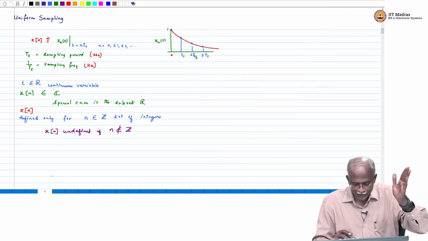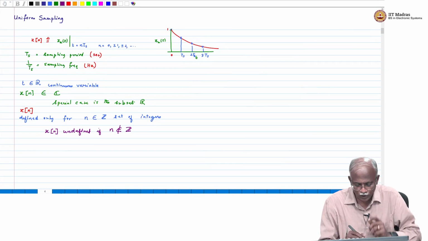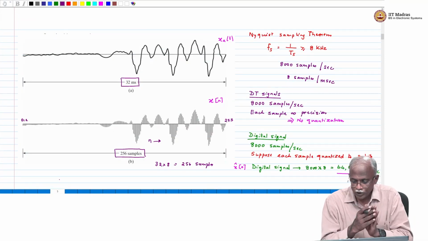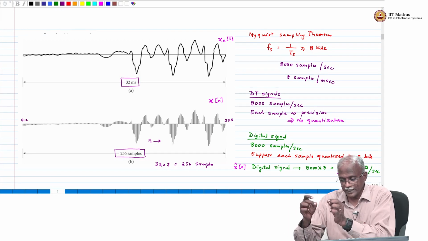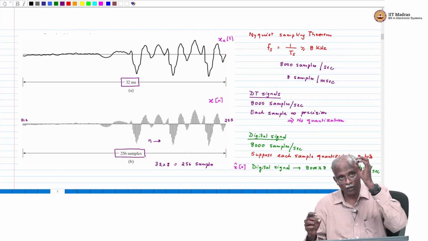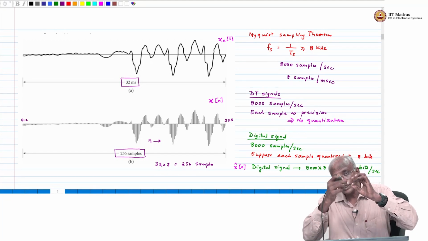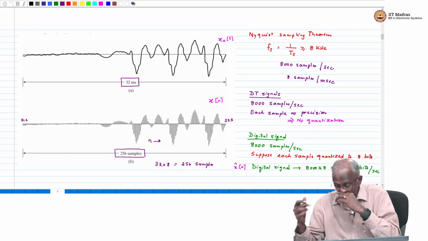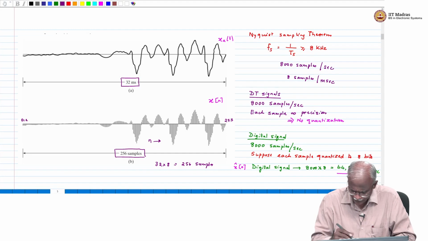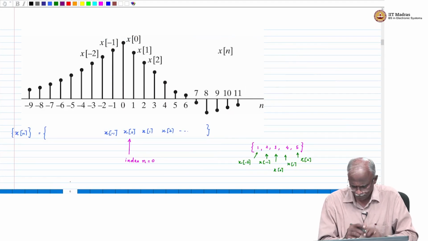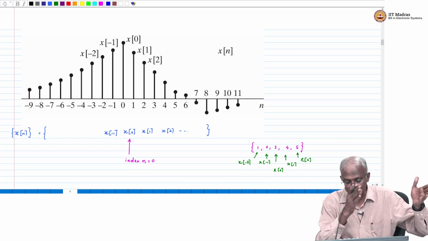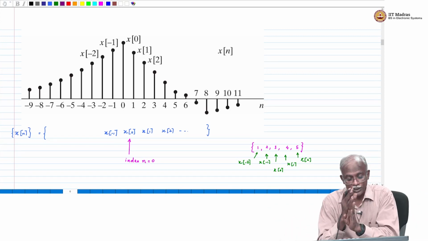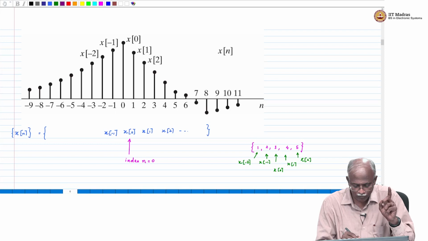We said what is the definition of uniform sampling. If you have uniform sampling and quantization, you can represent a digital signal in terms of a number of bits, because number of samples per second into the number of bits per sample tells you what is the bit rate for the representation of the digital signal. A sequence is represented by a string of numbers, but you must always identify what is the origin. That is important for us.